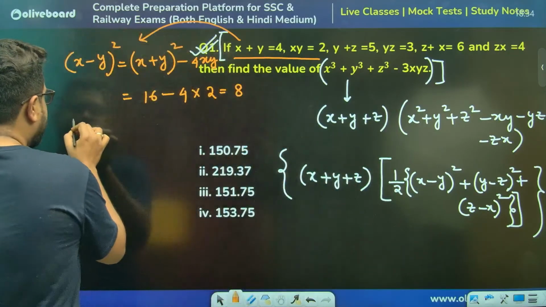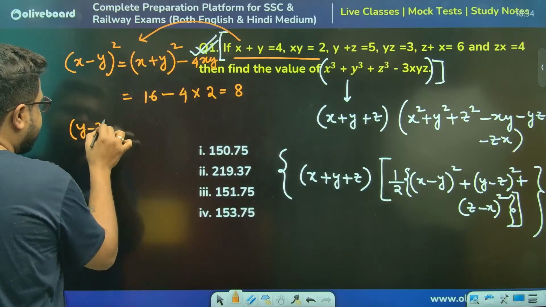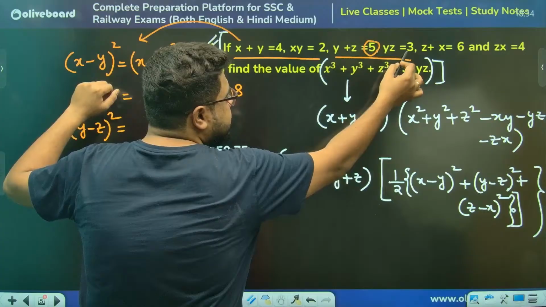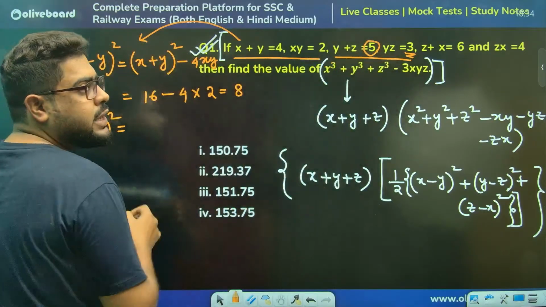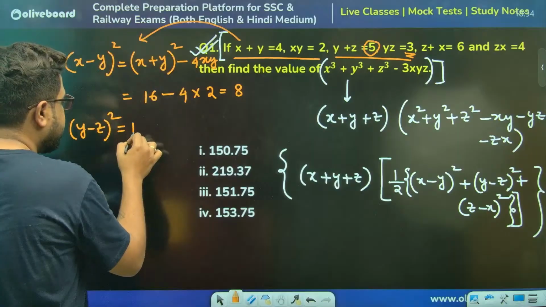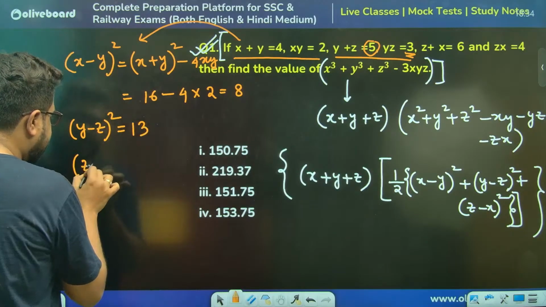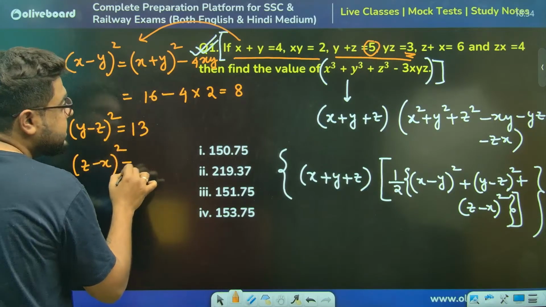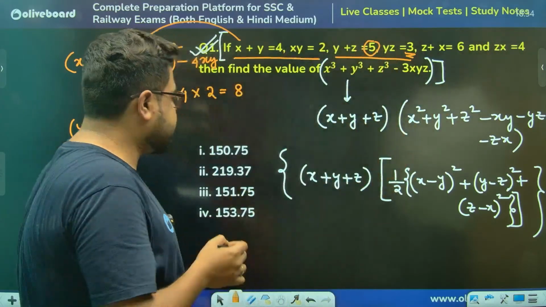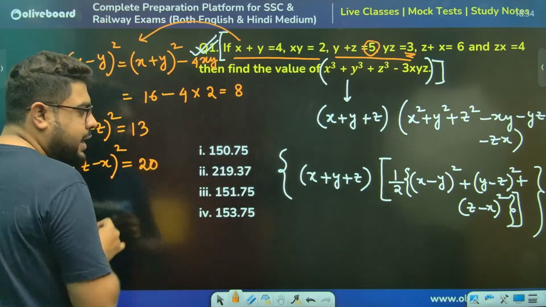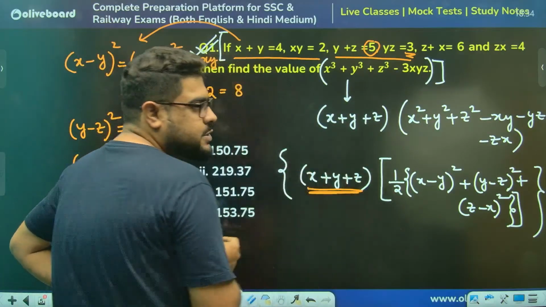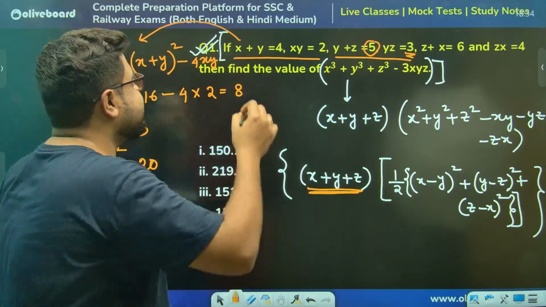Similarly, you tell me, (y minus z) whole square will be how much? It will be 5 square minus 4 into 3, so 25 minus 12, that is 13. Similarly, (z minus x) whole square is 6 square minus 16, that is 20. Correct? Now what about x plus y plus z? That is very easy to find.